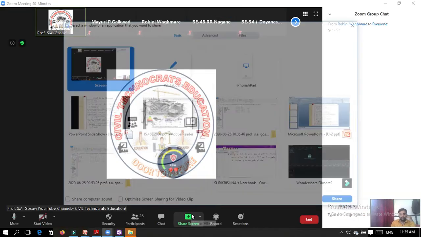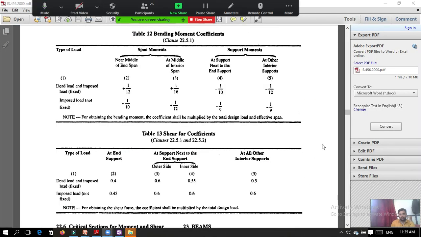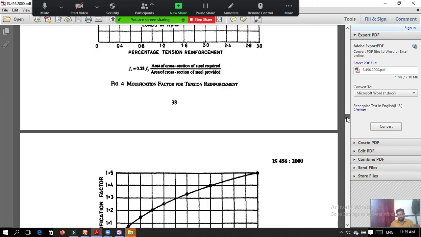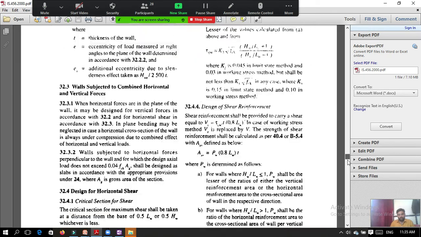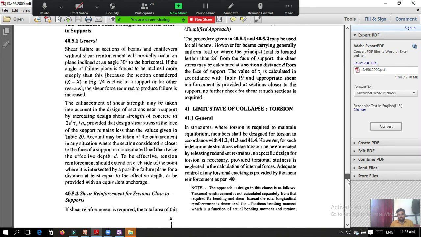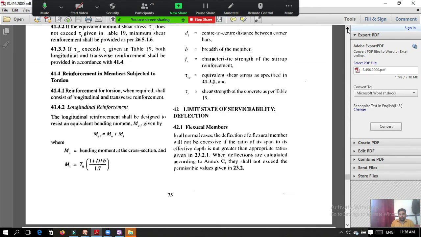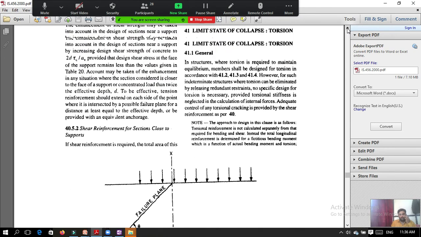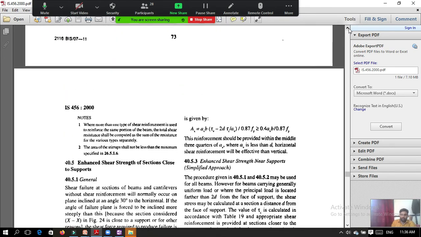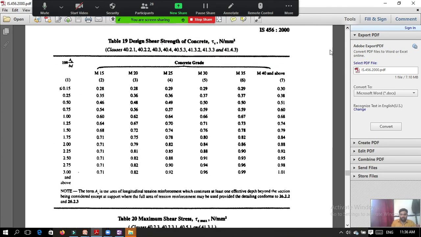So in IS code, page number 73. On page number 73, that table is given to calculate the tau c. I think it is table. We used this table in the previous problem also. So here is the table. Table number 19.